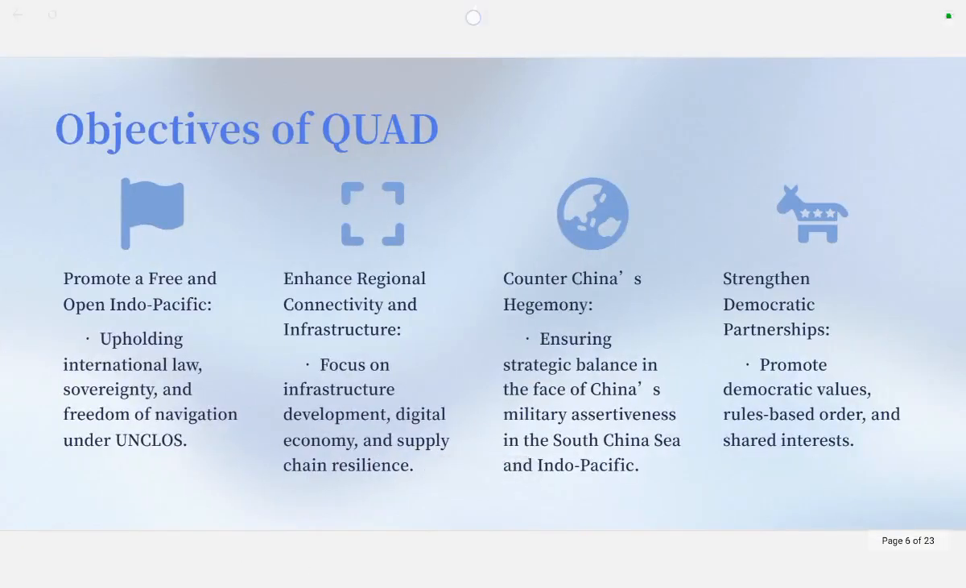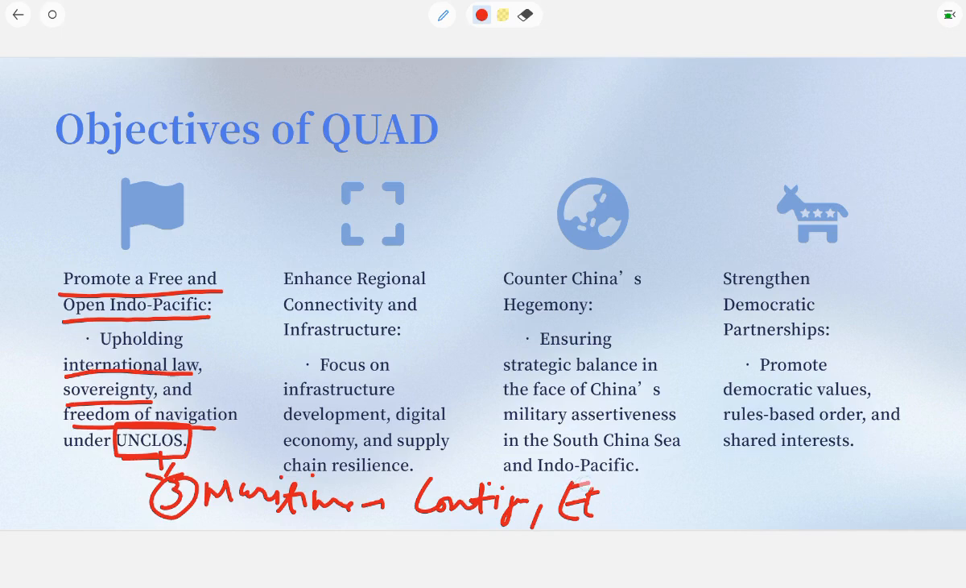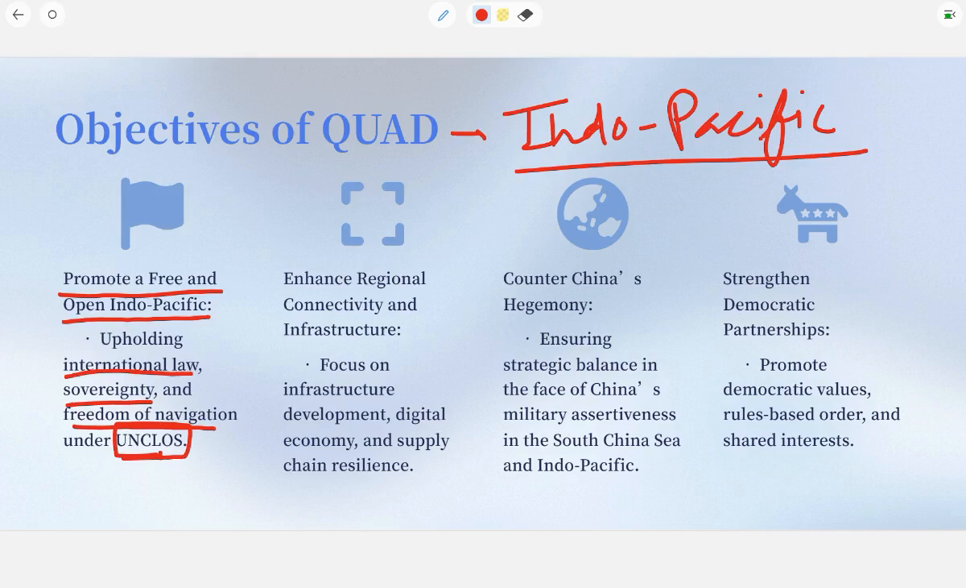Moving ahead, let's see the objectives of Quad. It promotes a free and open Indo-Pacific by upholding international law, sovereignty, freedom of navigation under UNCLOS. UNCLOS, we all know that it gives 3 types of boundaries for each country's maritime expansion. If you see, it includes contiguous zone, EEZ, exclusive economic zones. These are some zones which are given to all the countries in terms of maritime boundary to carry out researches, to carry out trades. So it promotes a free and open Indo-Pacific. Wherever you hear Quad, then the word Indo-Pacific should come to your mind because it is mainly based on Indo-Pacific only. It enhances regional connectivity and infrastructure, with focus on infrastructure development, digital economy, and supply chain resilience.